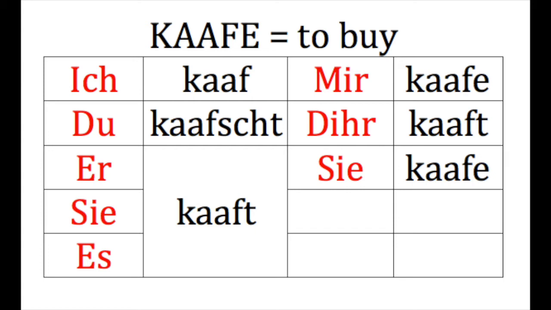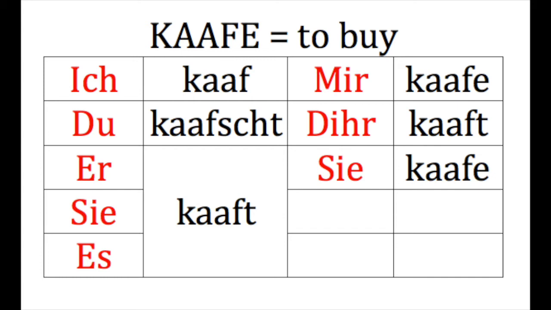This is how you would conjugate that verb out for the situations with the different pronouns. If you wanted to say, I am buying, it would be ich kauf. Drop the E, add nothing. You buy. Du kaufst.